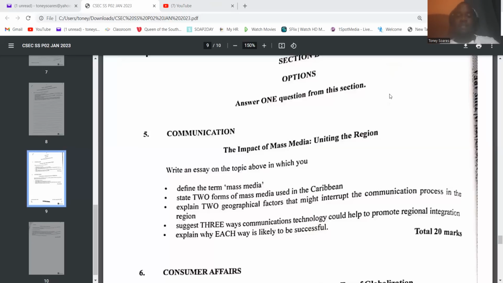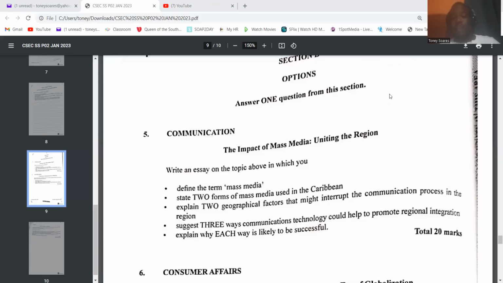So for example, if I am suggesting one way in which communications technology could help to promote regional integration, I'm going to say cellular phones, right? Cell phones are becoming increasingly sophisticated and can be used to access the internet, to send and receive email, to undertake internet banking, to obtain e-tickets for air travel, and to check in online. All right, my justification now: such ease of communication can assist regional integration in regard to such aspects as business, economics, finance, and disaster response. So that is why it is going to be successful, because it's going to be helpful.